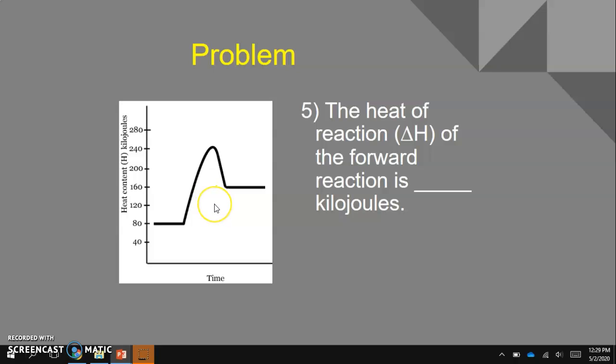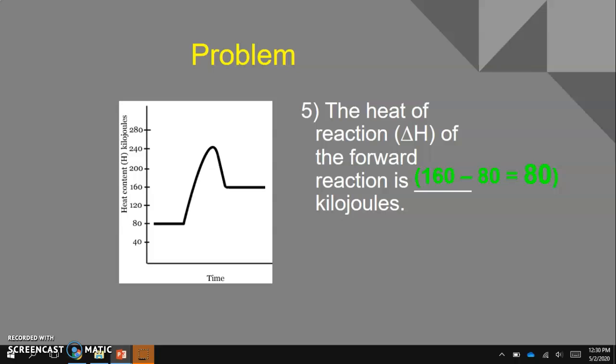was 80. Okay, so remember that the delta H, the enthalpy, is just the loss of heat or the gaining of heat in the system, depending on if you're talking about exothermic versus endothermic reactions. But in this case, this delta H is going to be 160, again, the value of the products, minus 80, which is the value of the reactants. And so we've got 160 minus 80 to give us a positive 80.